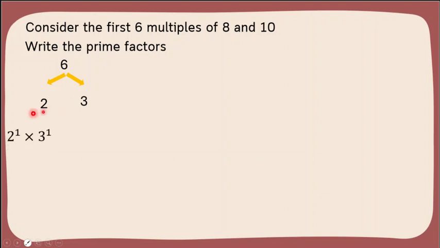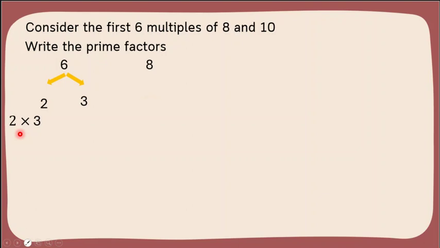Now, this is how we represent it in the index form. It is 2 to the power 1 times 3 to the power 1. But since it is just 1, we omit it. If it were to be 2 or 3 or any other number besides 1, we would have written it. Great. So this is it. The prime factors of 6 is 2 times 3.